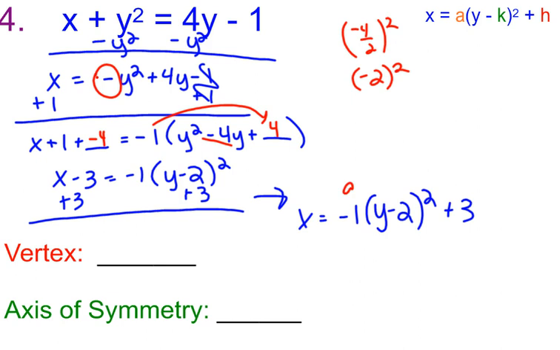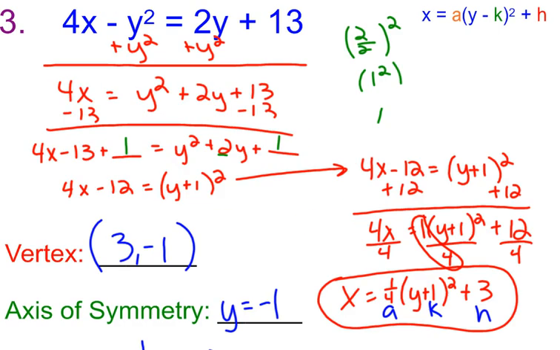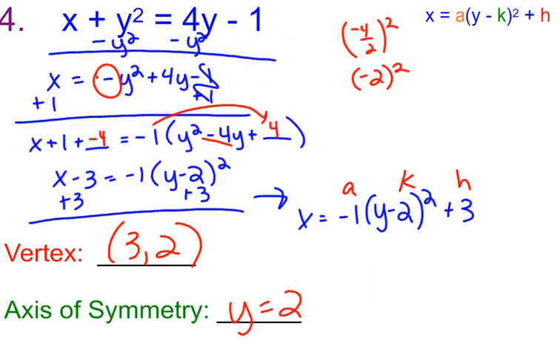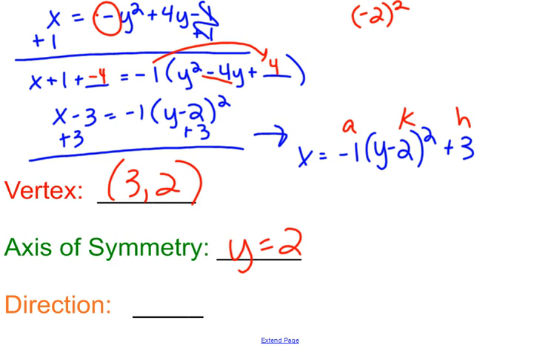Remember, this is my a, this is my h here, and this is my k, because we're doing sideways. So I have a vertex of 3, 2. My axis of symmetry would be y equals 2. And then my direction of opening, because my a value is -1, I open to the left.